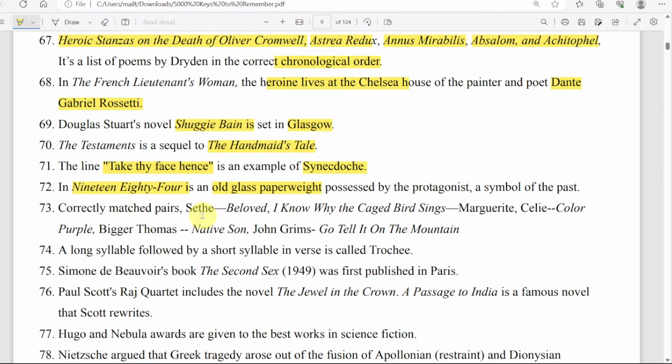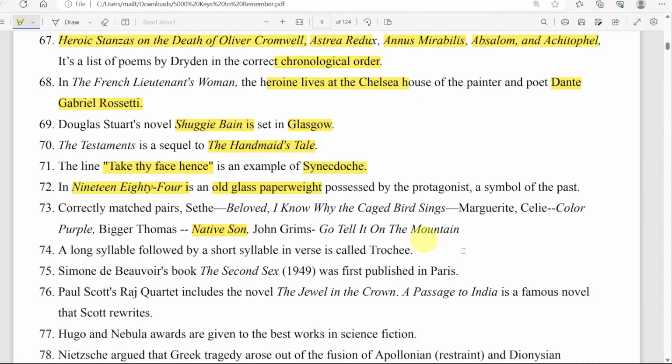Anyway, correctly matched pair, Sethe. Sethe is from Beloved, and I Know Why the Caged Bird Sings, the character Marguerite, and Celie from The Color Purple, and Bigger Thomas' Native Son, and James Baldwin's Go Tell It on the Mountain.